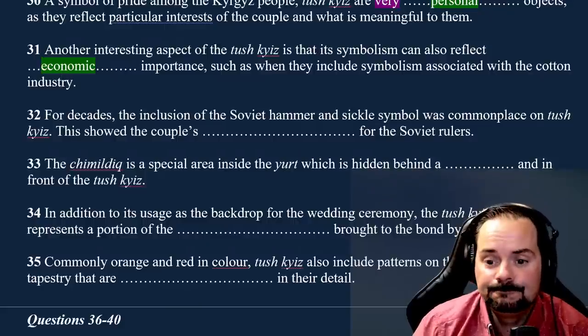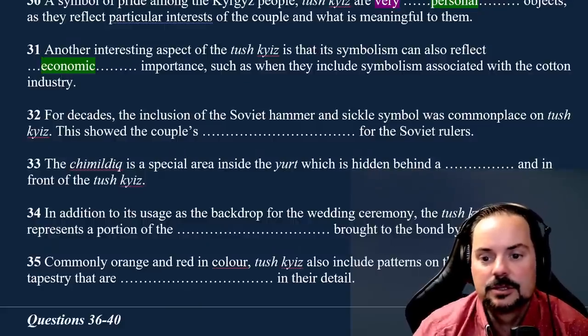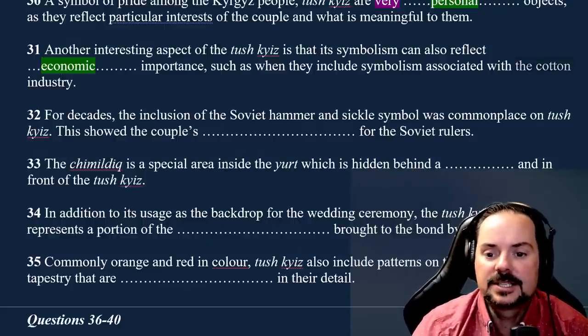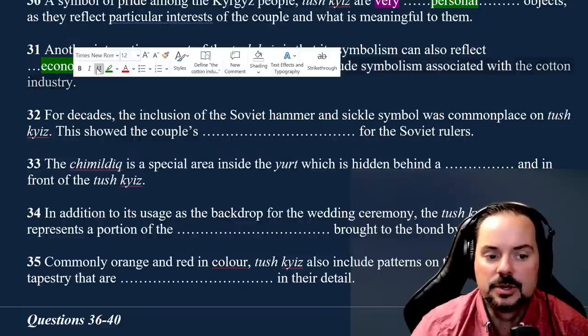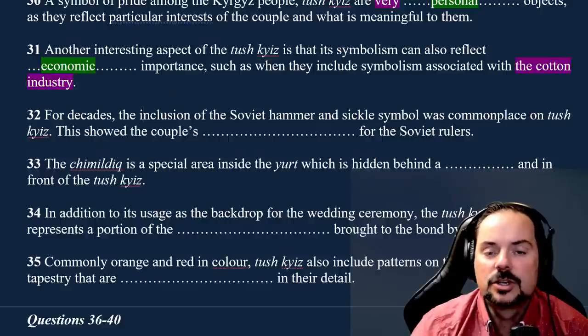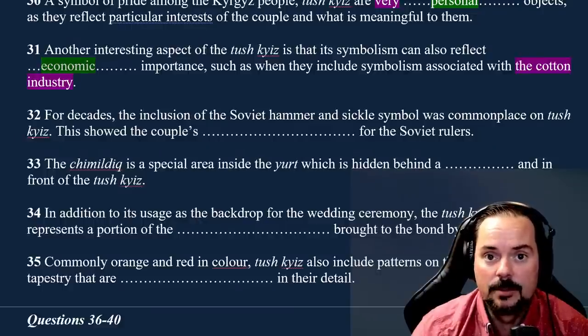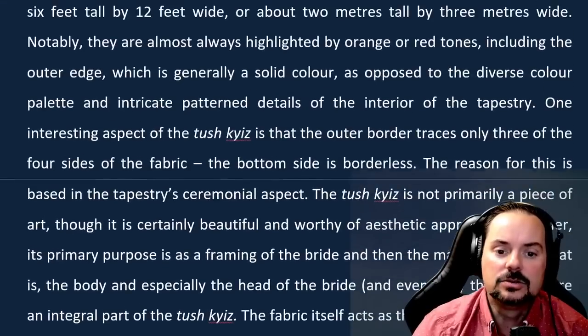Cotton. Very smart, Maya. Absolutely. Cotton, right? Because that's the target here, the cotton industry, when the author is using that term. You're right. So in a perfect situation, you're looking at cotton industry while you're thinking about economic. Okay. So let's do that.